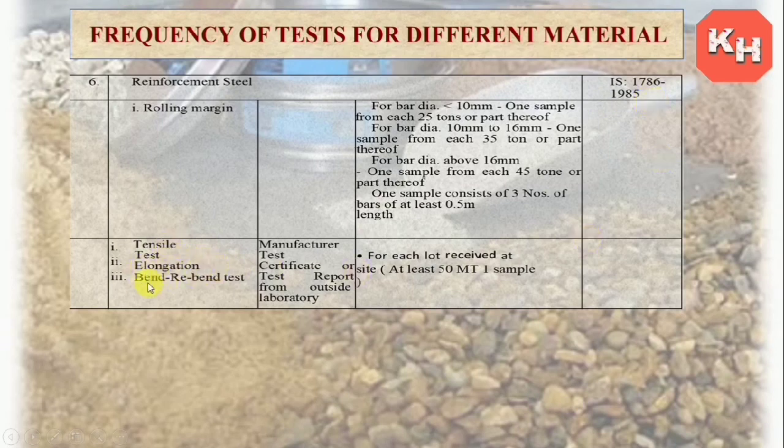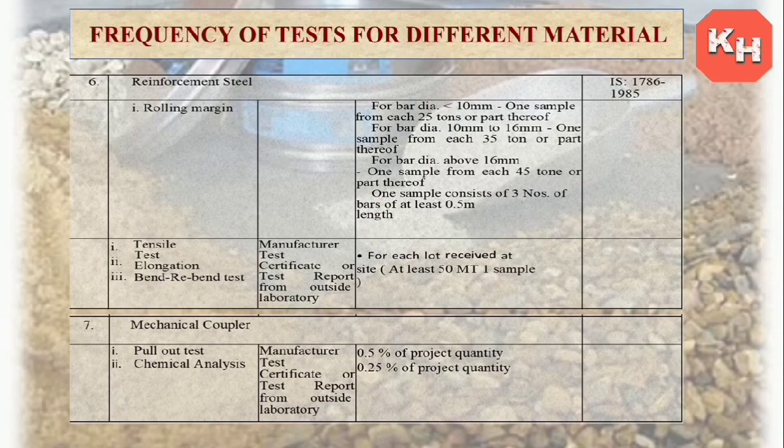Tensile test, elongation test, bend rebend test. For this also manufacturing test certificate or test report from outside laboratory is required. For each lot at site, at least 50 metric ton, one sample. For every 50 metric ton, one sample is required.